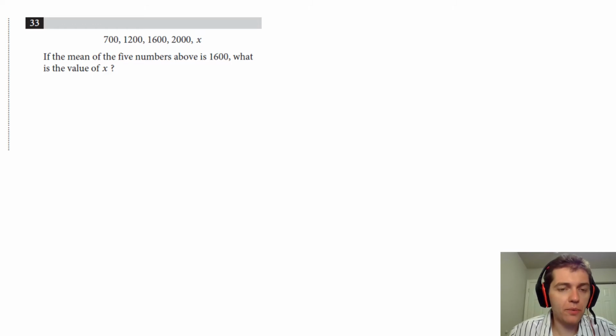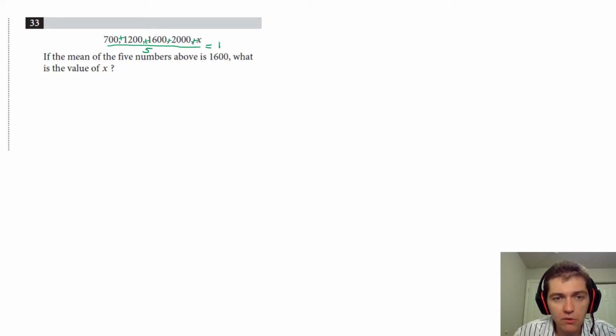Problem 33. The mean of the 5 numbers above is 1600. What is the value of x? You can think back to your definition of mean when given numbers. It's the sum of all the numbers you have divided by the number of numbers. So it would be the sum of all of these numbers divided by the number of numbers, which is 5 in this case, is equal to the mean, which they give you is 1600.